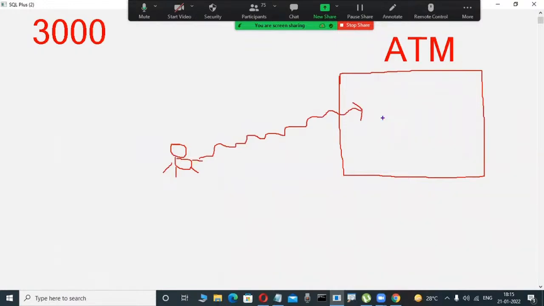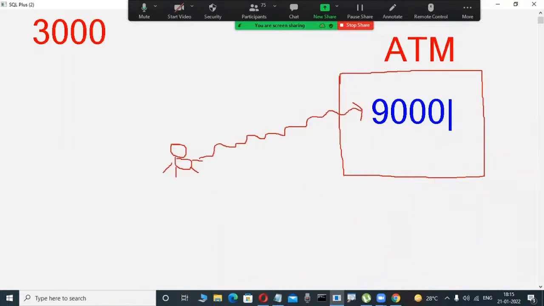Now I decided to withdraw some amount. Okay, fine. But unfortunately, my available balance is 3,000. Whenever I insert the ATM card and enter the amount, it will ask. In that case, say I mentally decided to withdraw 9,000 rupees. For example, whenever I try to withdraw 9,000 rupees.